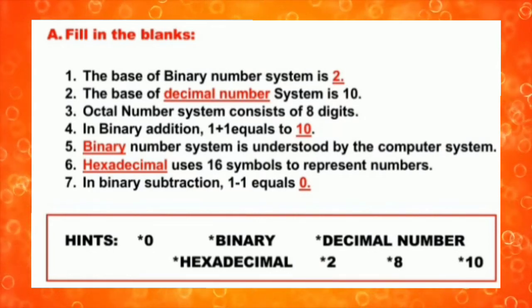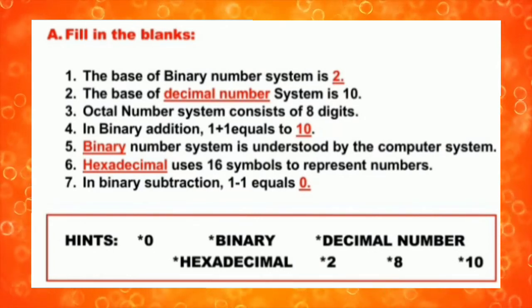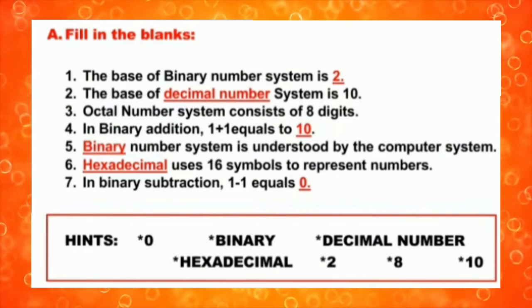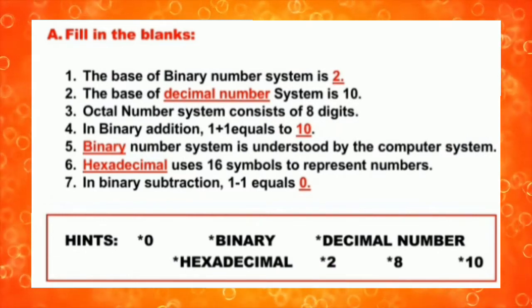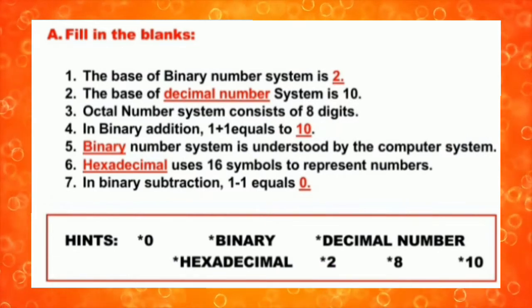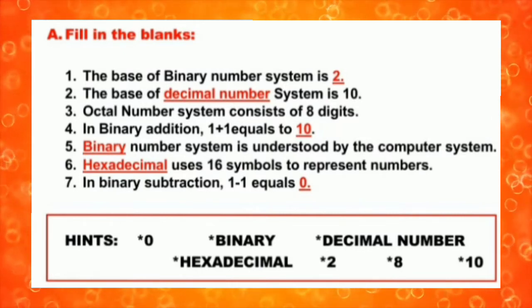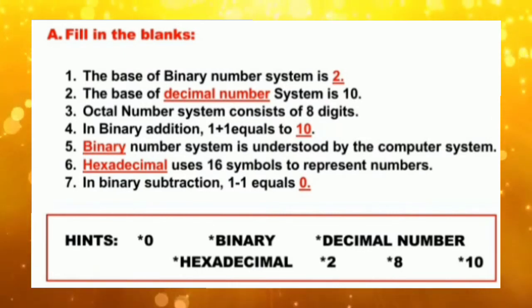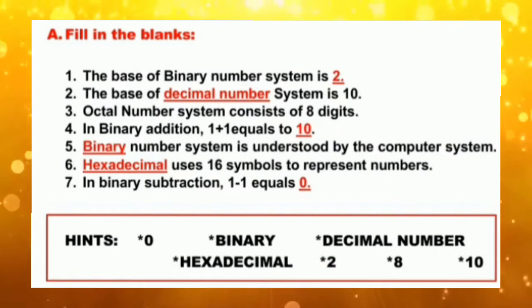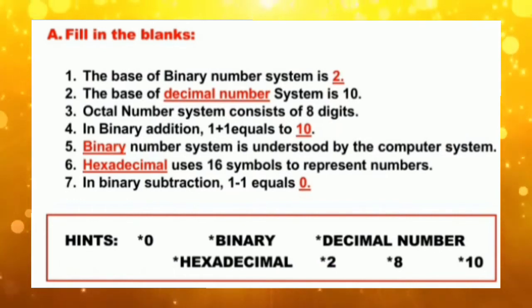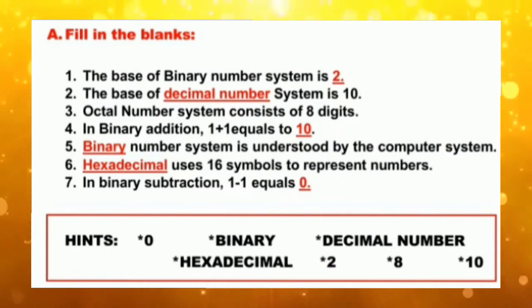First part is the base of binary number system is dash. So, answer is 2. Second is the base of dash system is 10. So, answer is decimal number. Third is octal number system consists of dash digits. So answer is 8. Next part is in binary addition 1 plus 1 equals to dash.